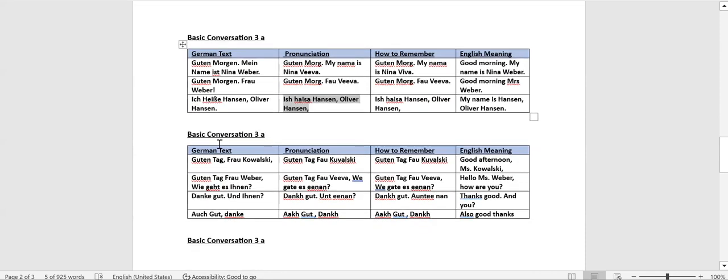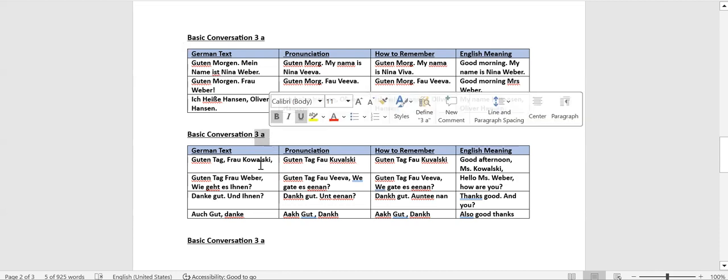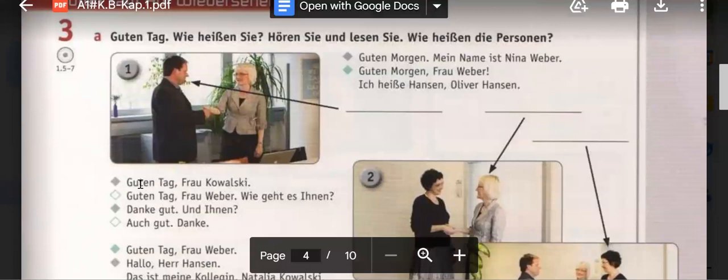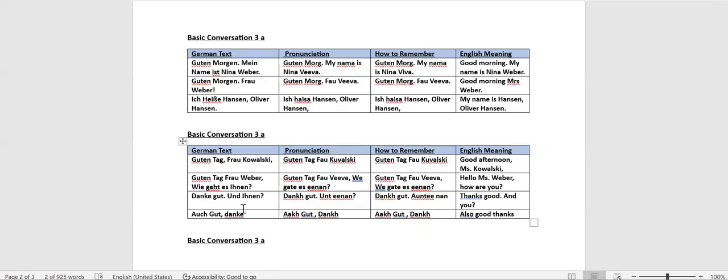Let's look at this next conversation, which is 3A in our textbook. So this is the second part of the conversation. Let's move on to that. So here, what are they saying? Let's go through the spelling first.